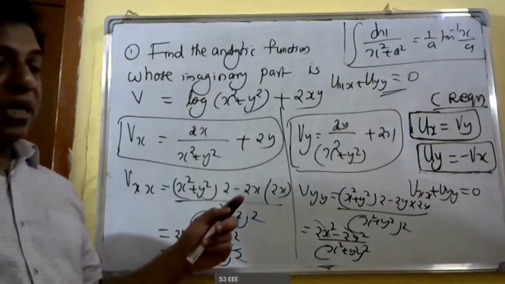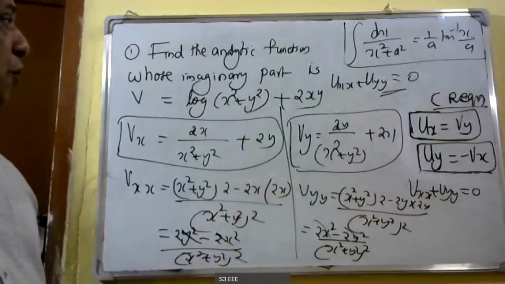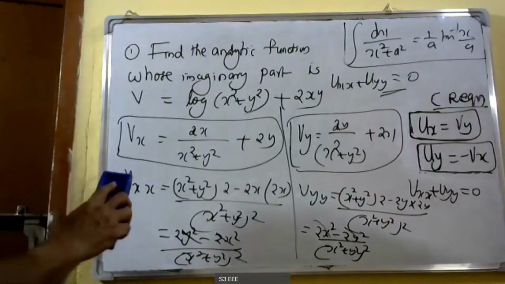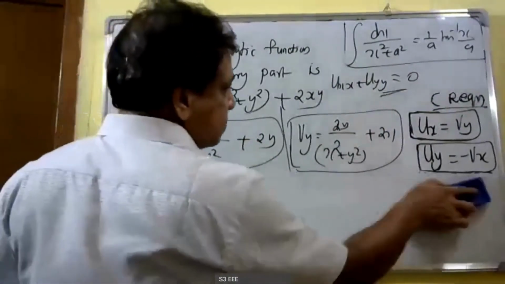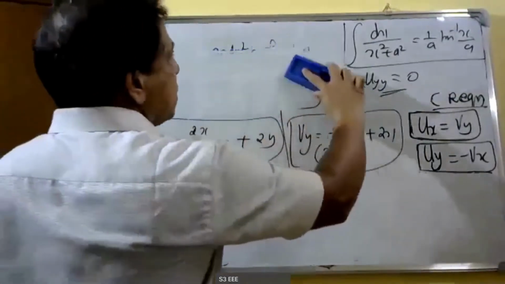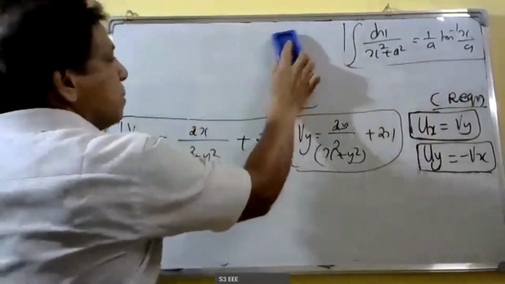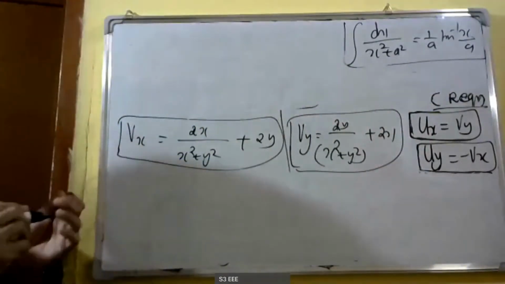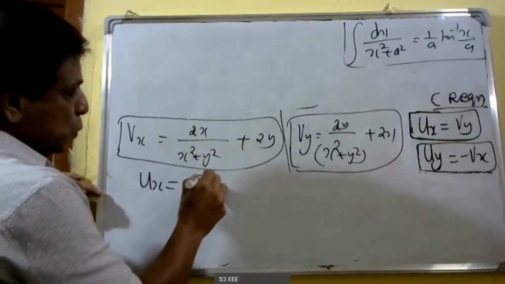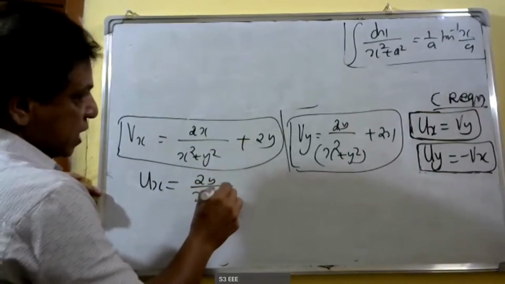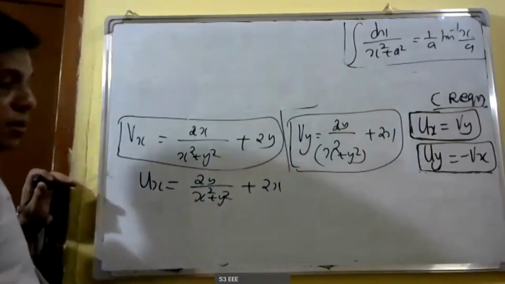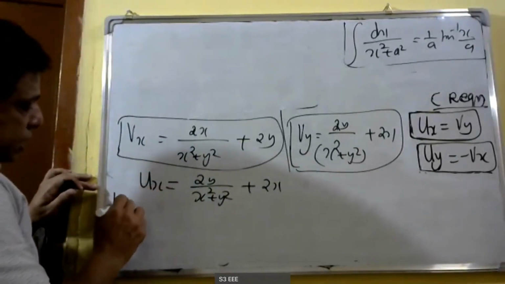Next, we have to find out its real part u. To find out u, we use the Cauchy-Riemann equations. The first Cauchy-Riemann equation is ux = vy. vy = 2y/(x² + y²) + 2x. Then integrating with respect to x.